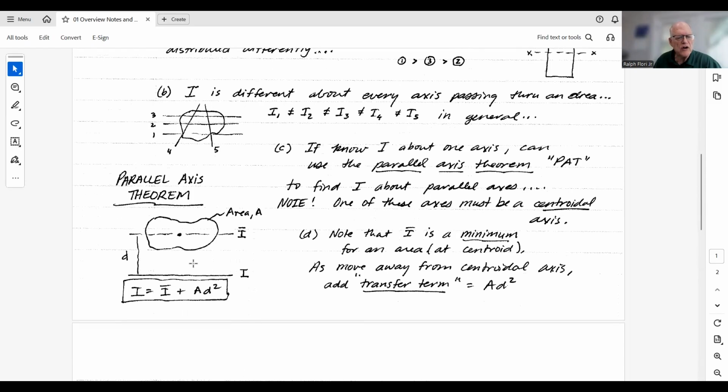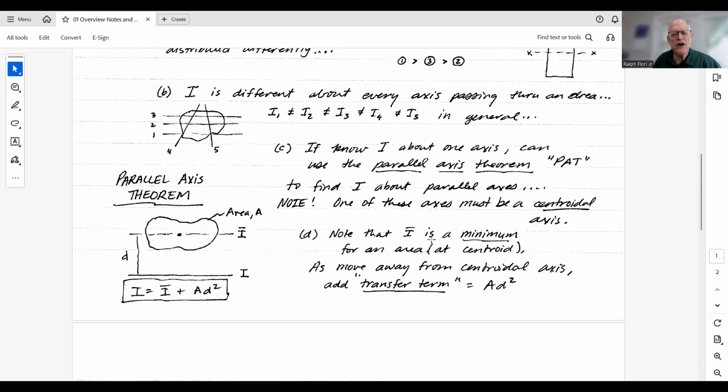So here's the general formula. I about some axis of interest is equal to I bar. And usually if you see I bar, that's the I about the centroidal axis, plus the area times the distance squared from that centroidal axis to the axis of interest. So I bar again is a centroidal I, and then AD squared is called a transfer term. It's a term we use to transfer an area moment of inertia from one axis to another.